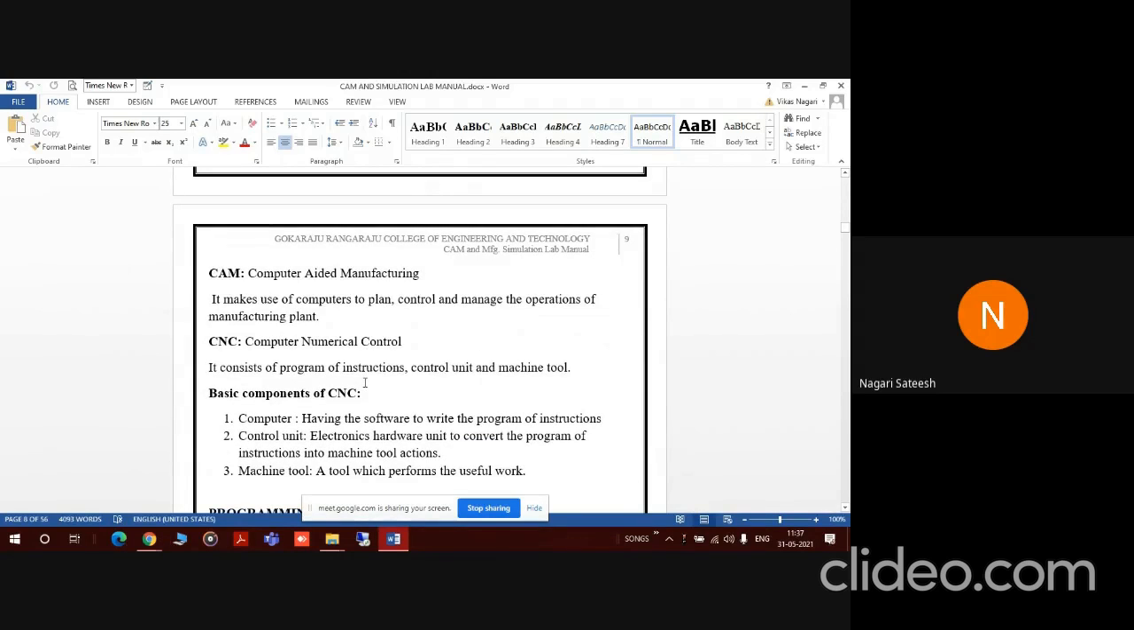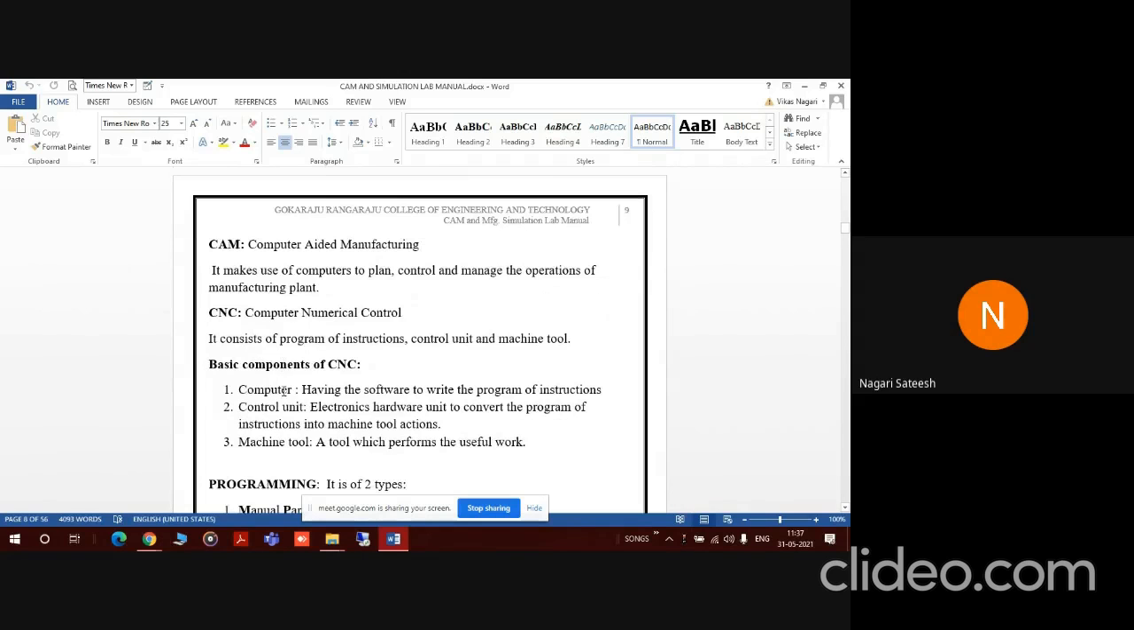In CNC, a program of instructions is written and controlled by the control unit, which converts it into the mechanical actions of the machine tool so that the product is produced. It consists of a detailed step-by-step set of instructions written on a computer system and transferred to the control unit. The control unit converts it into machine tool actions, where the machine tool performs the useful work.